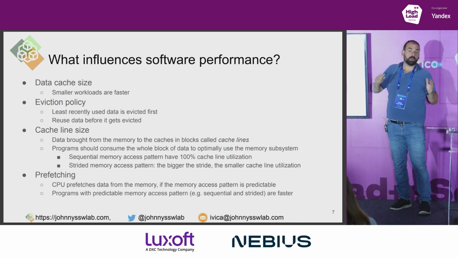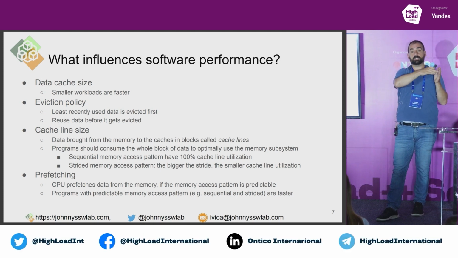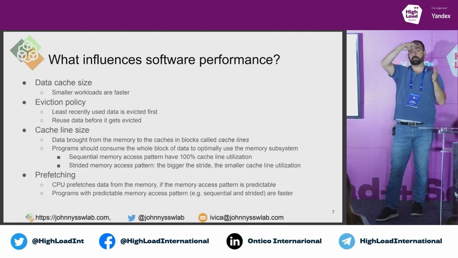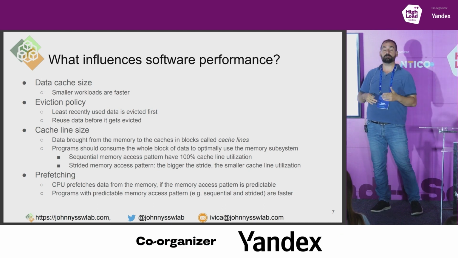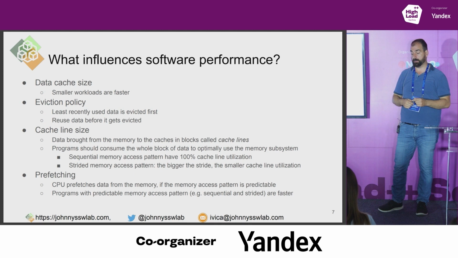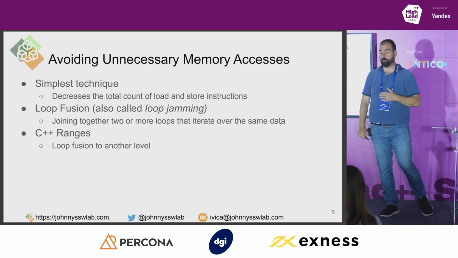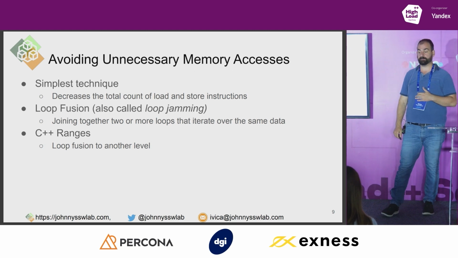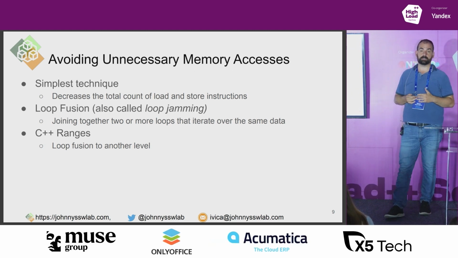Now, programs with predictable memory patterns, sequential or strided, are generally faster than just randomly jumping around memory. Sequential is just going one after another; strided is with jumps, but the jump has a fixed length, the stride. Okay, so how do we improve memory system efficiency?